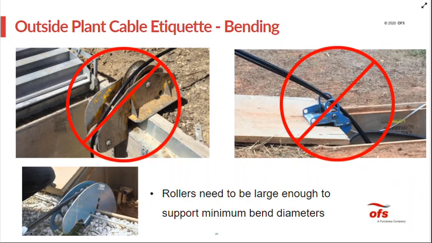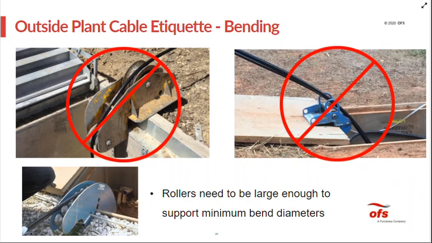And here's a couple examples of tools not to use. The upper left chimney sheave, the two-wheeled block there, is not recommended for fiber optic cable. It's not designed for fiber optic cable. There's only two wheels. The wheels are undersized. It doesn't provide enough support for the bend radius.